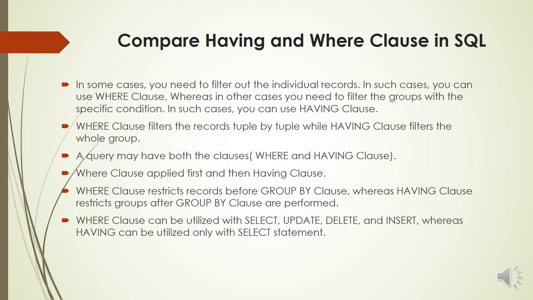A query may have both clauses, WHERE clause and HAVING clause. The WHERE clause is applied first and then the HAVING clause should be applied. The WHERE clause restricts records before the GROUP BY clause, whereas the HAVING clause restricts groups after the GROUP BY clause is performed. The WHERE clause can be utilized with select, update, delete, and insert, whereas the HAVING clause is utilized only with the select statement.